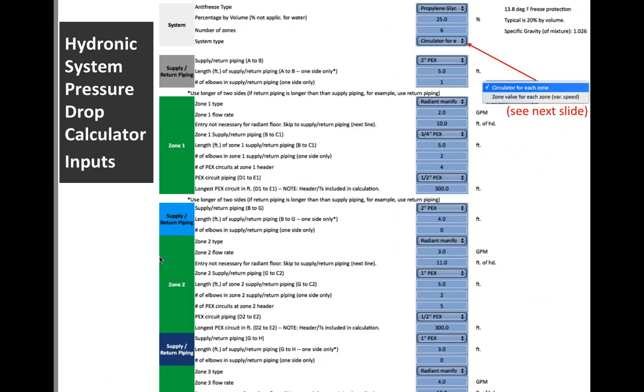There are a number of entries. This is a screenshot of the calculator. The first thing you want to look at is the type of system it is. We already have the antifreeze keyed in here. In this example, we're using 25% propylene glycol. We could use 20%. We could use water. Depends on the system. So my choices here are circulators for each zone, which would be a small little circulator pump for each of the manifolds, or I could use a zone valve at each manifold and use variable speed pumping. So that's one of the first things we'll talk about. The rest of these inputs are specific to each of the piping that goes to each of the zones.